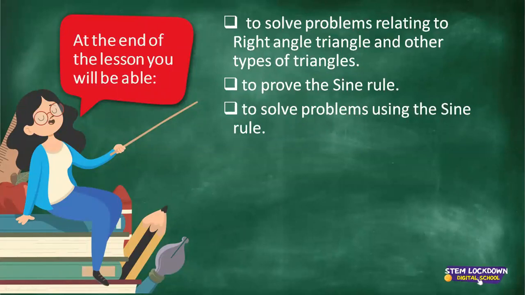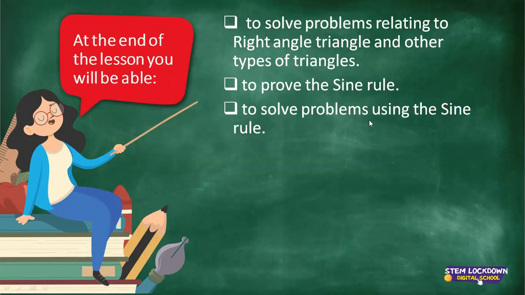And also we should be able to prove the sine rule. At the end of today's lesson, we should be able to prove the sine rule, because proving the sine rule is examinable. As a grade 11 learner, you should know how to prove this sine rule. You can be asked to prove it in your exams. And then you should be able to solve problems relating to triangles using the sine rule.